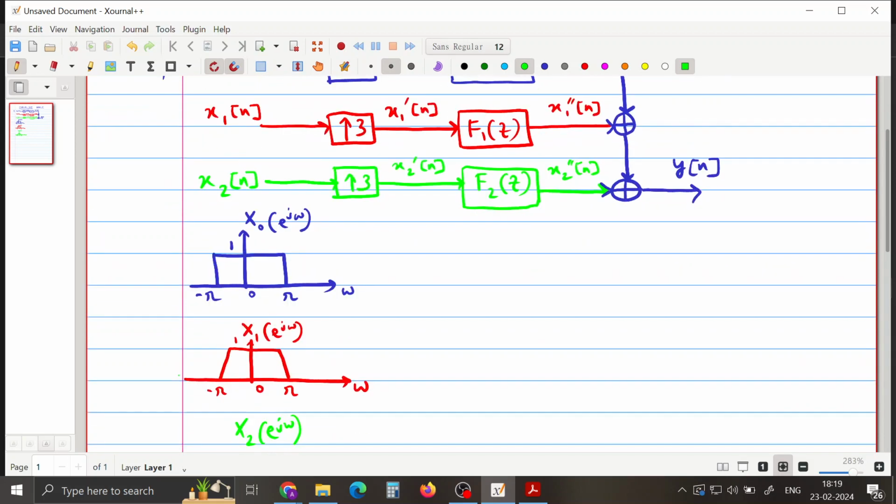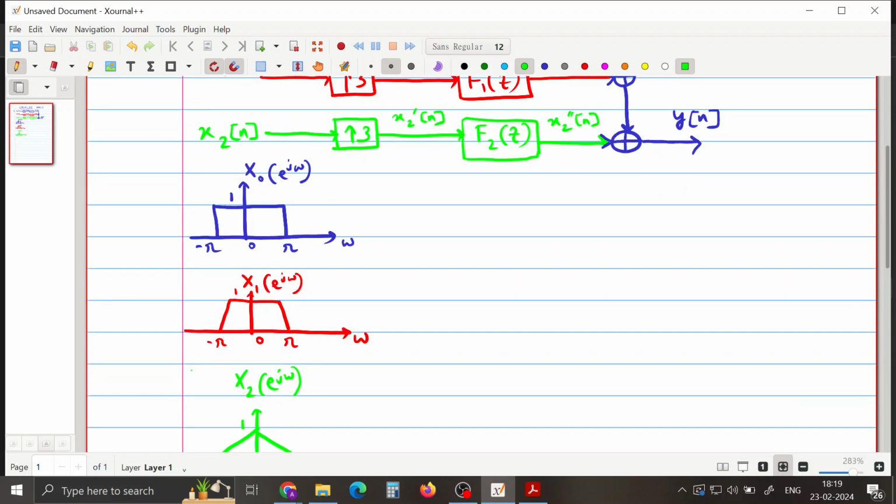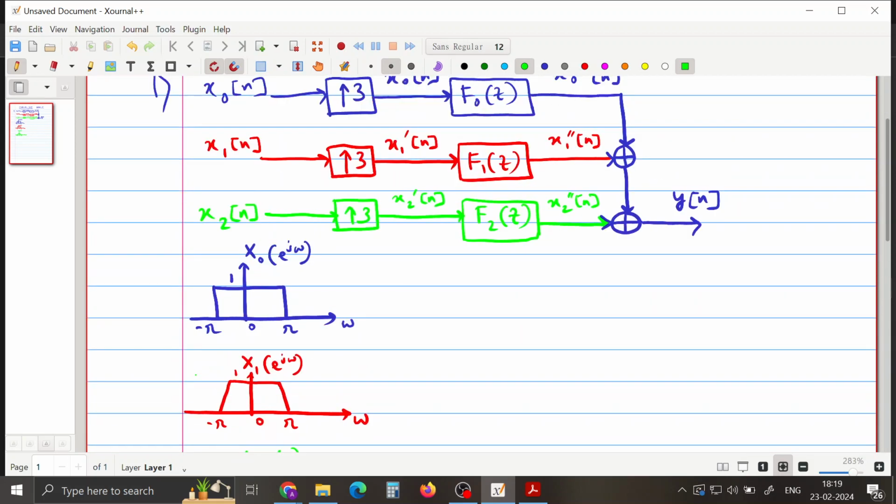This is all the information which is given in the question, and also we are given the information about these three filtering blocks, which are f0 of z, f1 of z and f2 of z. They are all ideal brick wall or rectangular filters, and their center frequencies and bandwidths are also mentioned. Each of them has a bandwidth of 2 pi by 3. So I'll just draw as per the information which is given. I'll draw it here itself.